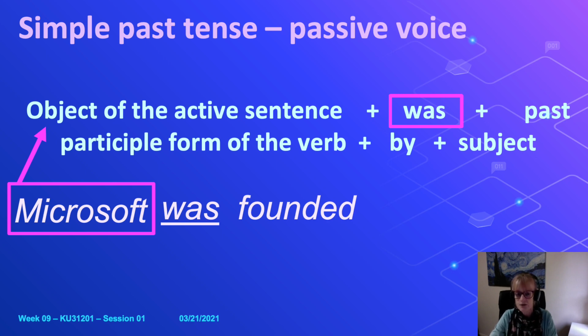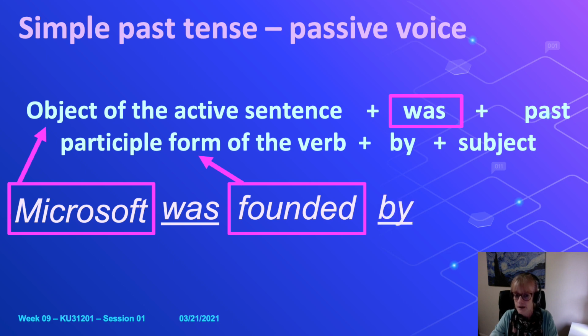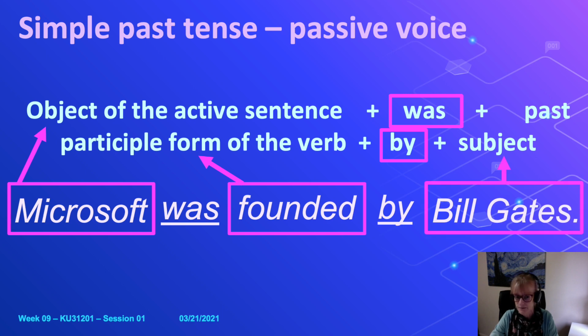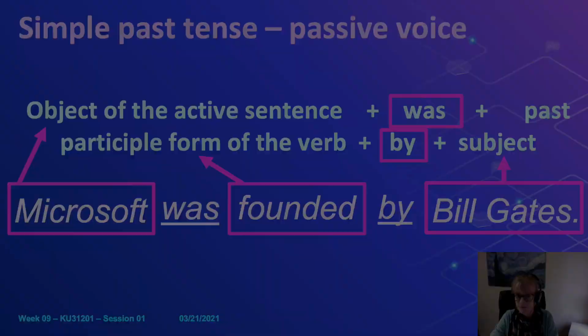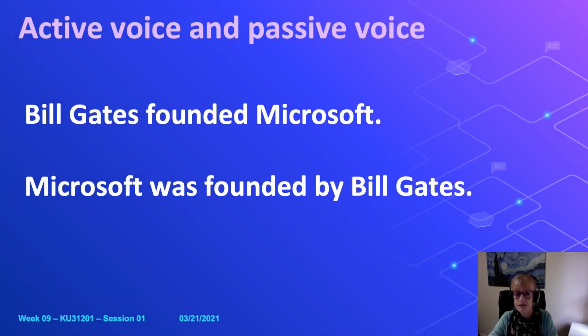So we've got Microsoft was founded, and there's founded, the past participle form of the verb. Then we have by, just like in our formula, and then the subject, who is Bill Gates. So if we look at our two sentences, the active voice sentence, Bill Gates founded Microsoft, and then in the passive voice, Microsoft was founded by Bill Gates.